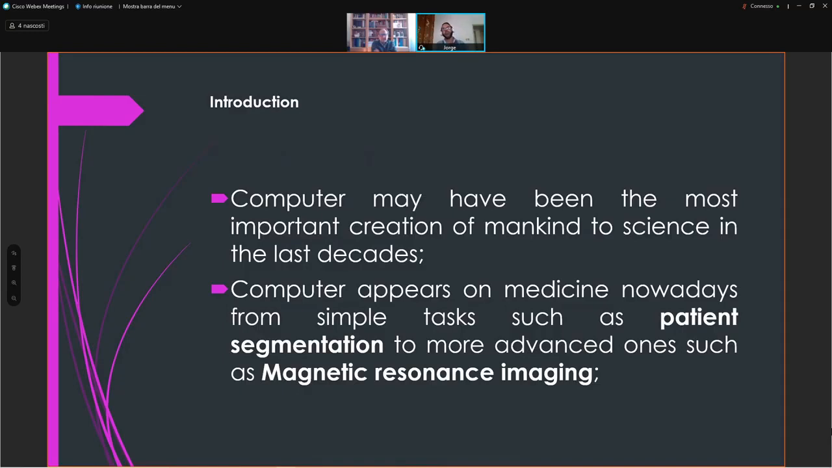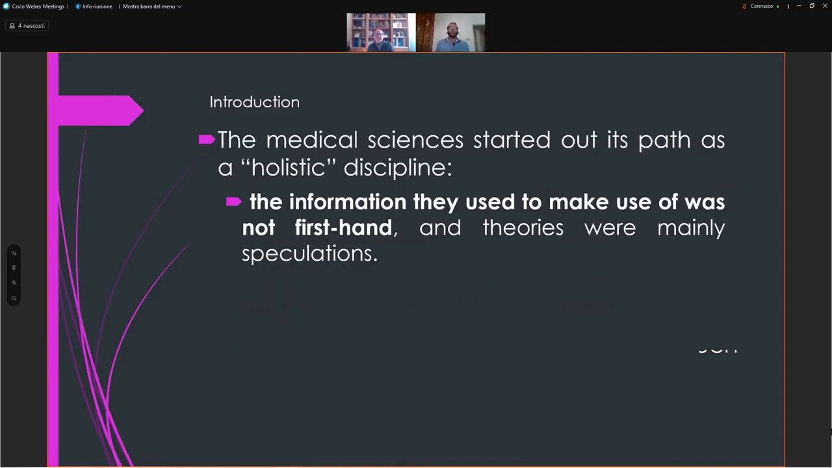But I believe nowadays medicine has a big dependence on the computer. When you have magnetic resonance imaging, you have patient segmentation, and this kind of system that I proposed, that I did in my second postdoc, and that was published in a paper. The idea of the system is precisely to help the medical doctor or the biologist to make decisions, to make their work easier.